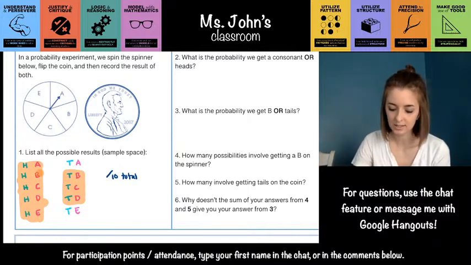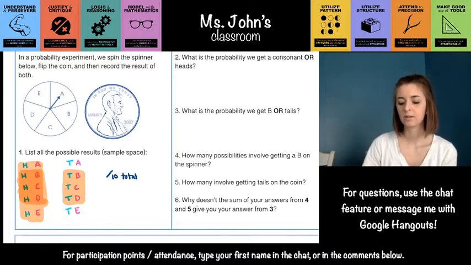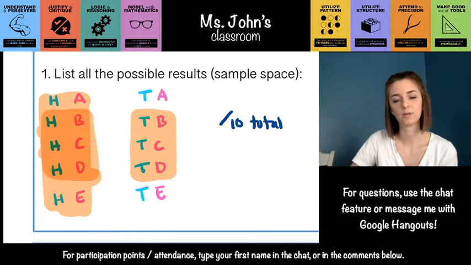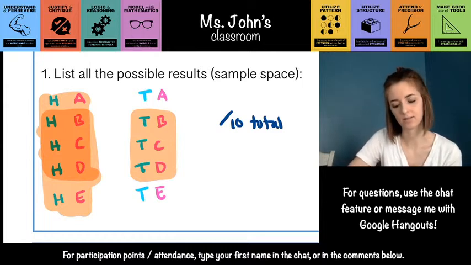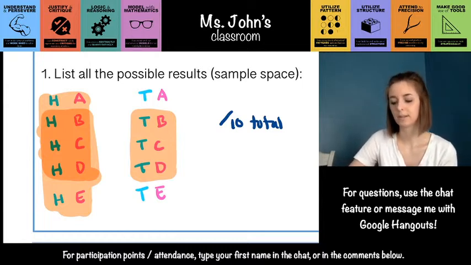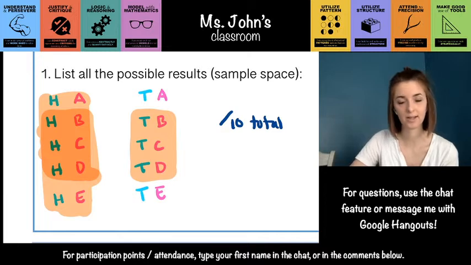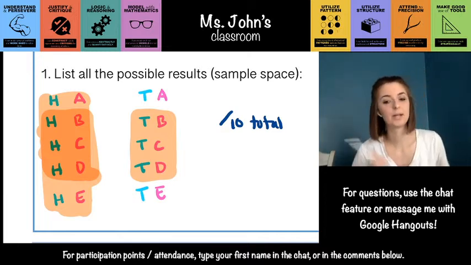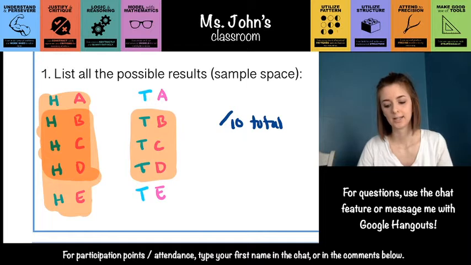In this section in the middle, both are occurring. We're both getting heads and a consonant. So we have several things happening here. Notice that I just highlighted three sections from our Venn diagram. I have one happening, the other happening, and both happening.